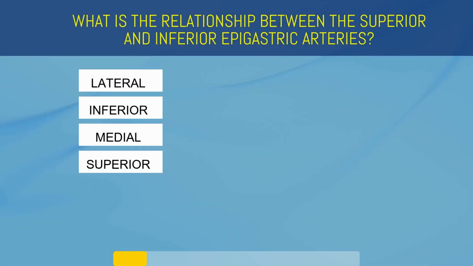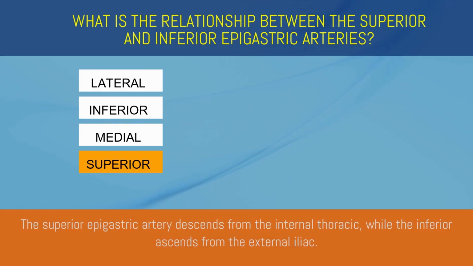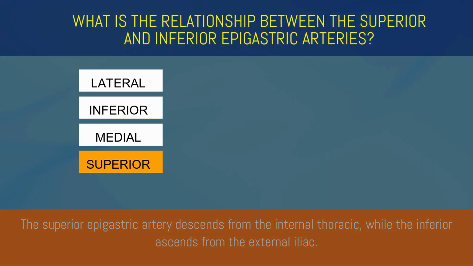What is the relationship between the superior and inferior epigastric arteries? Lateral, inferior, medial, or superior? Superior. The superior epigastric artery descends from the internal thoracic, while the inferior ascends from the external iliac.